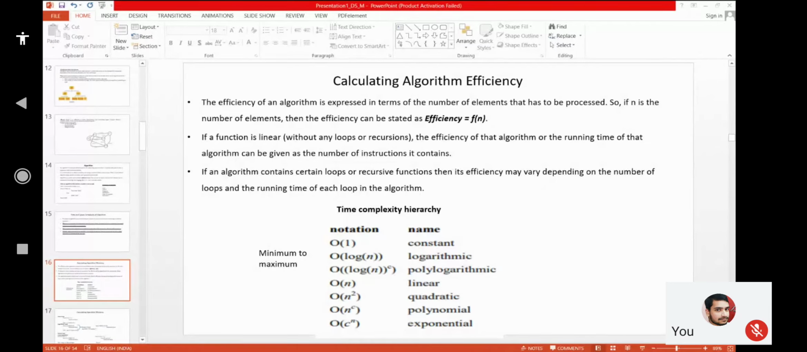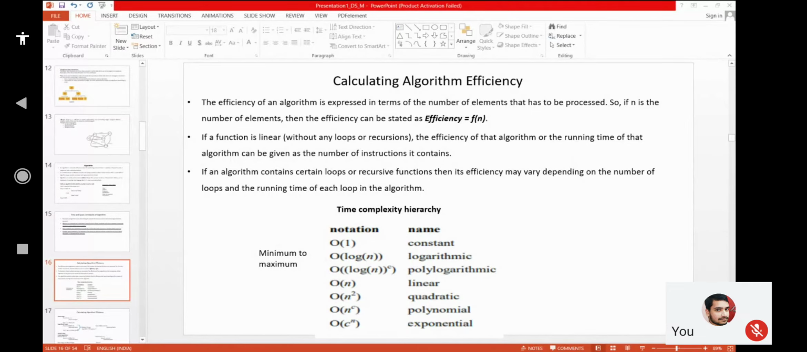Now this is the time complexity hierarchy. How many types of time complexity are there? First one is order of 1. You can say this is big O of 1, or you can say order of 1. Similarly, next one is order of log n. Next is order of log n to the power c, that is polylogarithmic time complexity. The previous one is logarithmic time complexity.